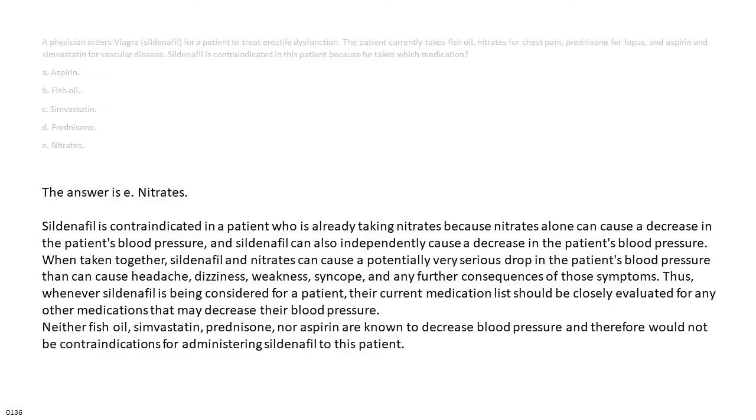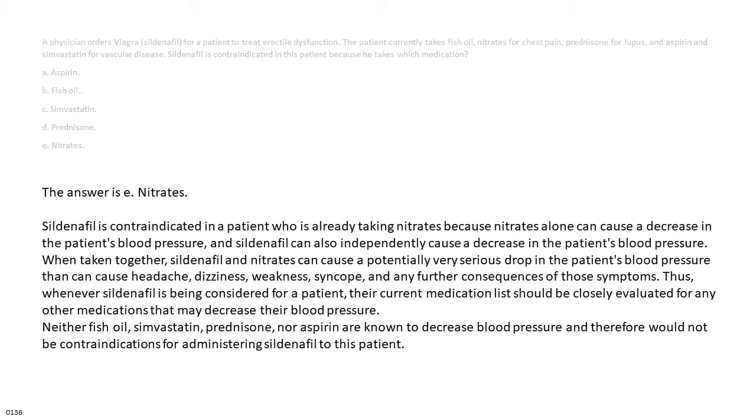The answer is E. Nitrates. Sildenafil is contraindicated in a patient who is already taking nitrates because nitrates alone can cause a decrease in the patient's blood pressure, and sildenafil can also independently cause a decrease in the patient's blood pressure. When taken together, sildenafil and nitrates can cause a potentially very serious drop in the patient's blood pressure that can cause headache, dizziness, weakness, syncope, and any further consequences of those symptoms.